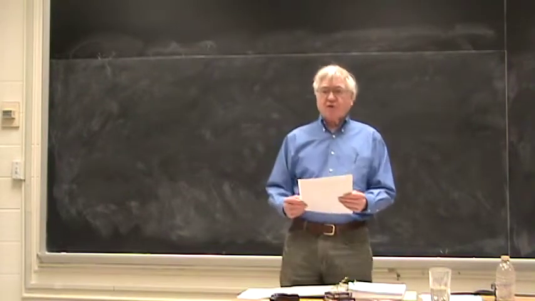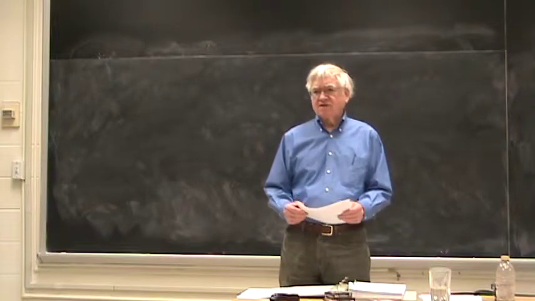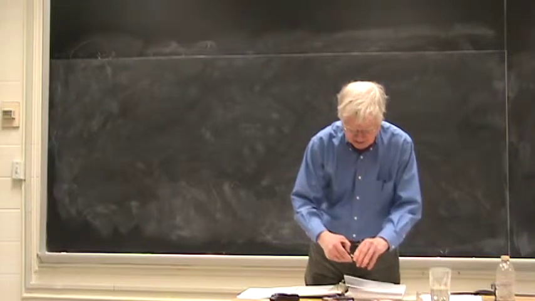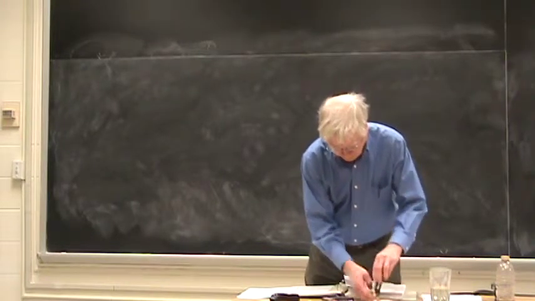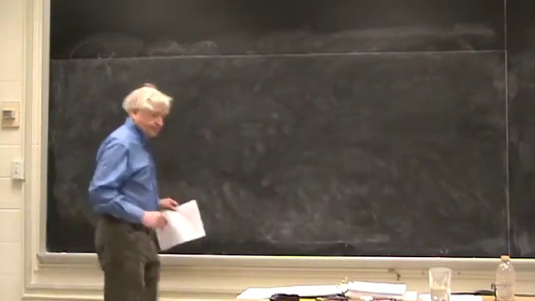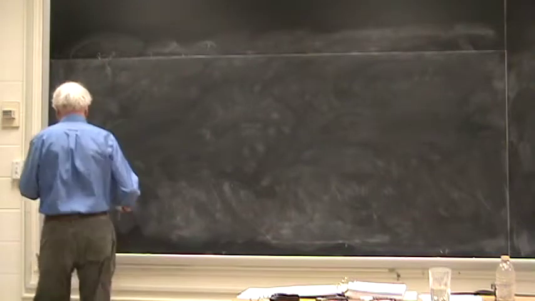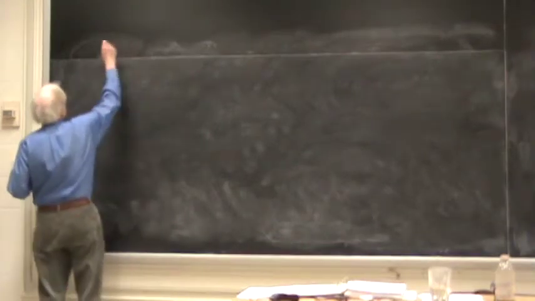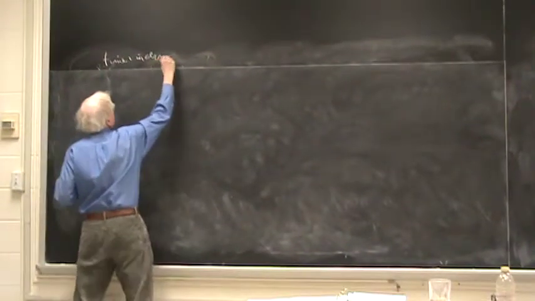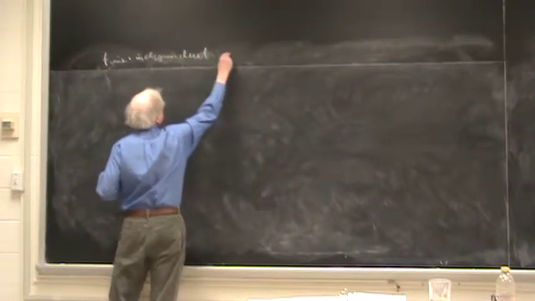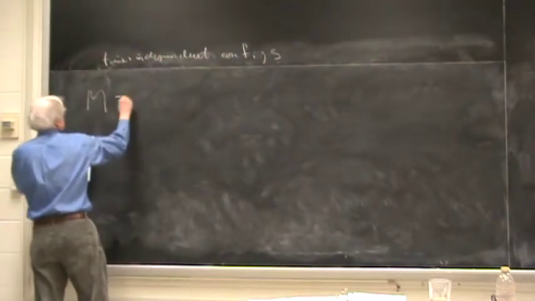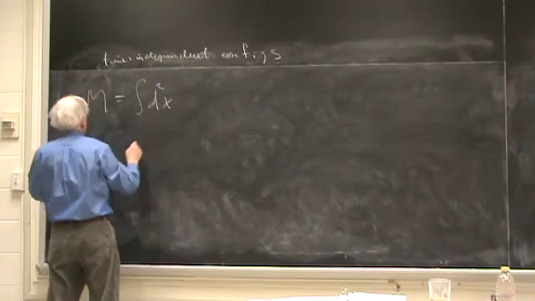Start with, I'll go through vortices and monopoles quickly, because I think some of you have seen some of that, and some of it you probably haven't seen. So just very quickly, imagine we're looking at time-independent configurations. Then the mass or the energy is an integral, and we're in 2 plus 1 dimensions.